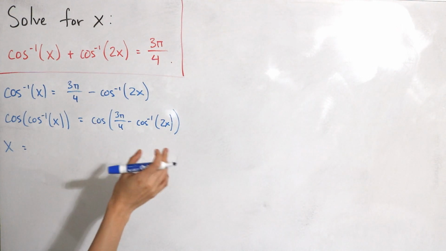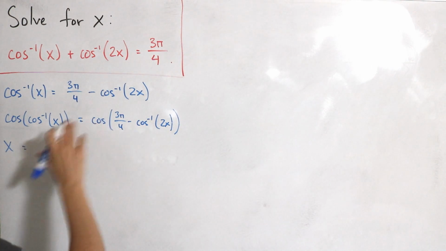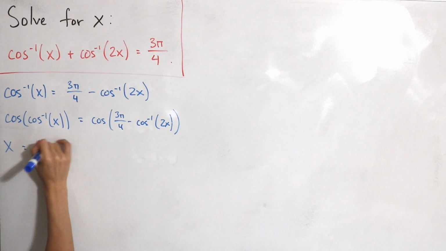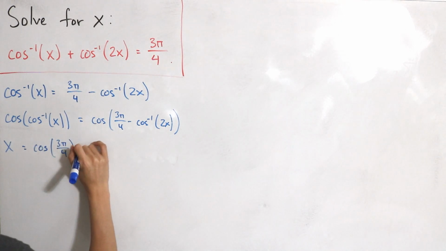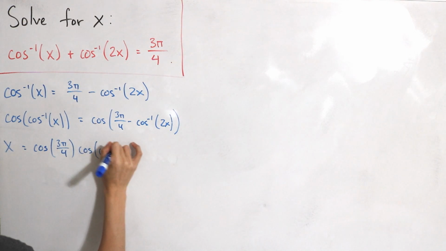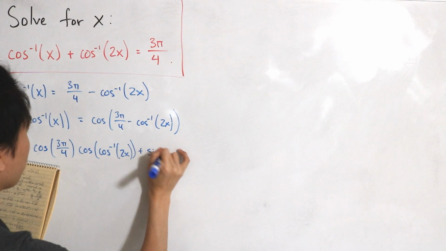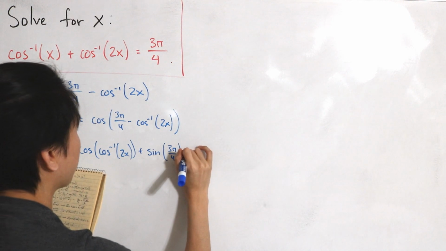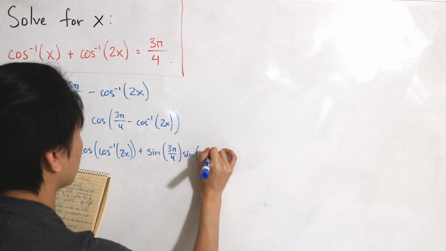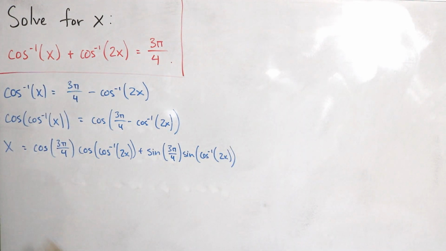The identity says that if you have a minus b, the cosine of that is cosine a times cosine b, plus sine a times sine b. So first we have cosine of 3 pi over 4 multiplied by cosine of inverse cosine of 2x, and then we add sine of 3 pi over 4 multiplied by sine of inverse cosine of 2x. Here are some values we know that we can substitute.